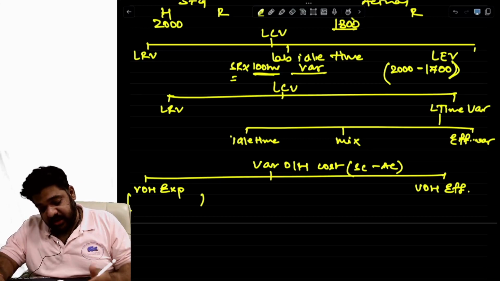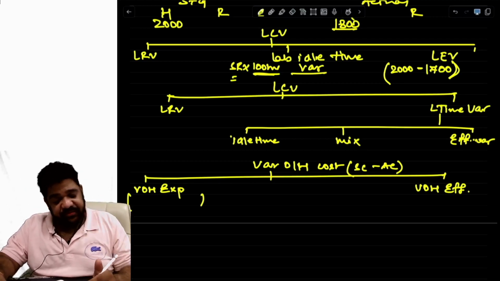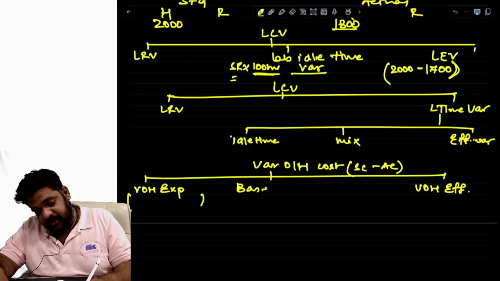Okay. Now, things to be kept in mind with variable overhead. Firstly, the variable overheads are based on laborers.